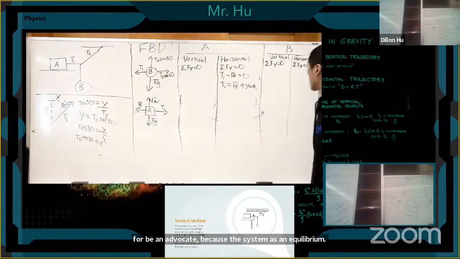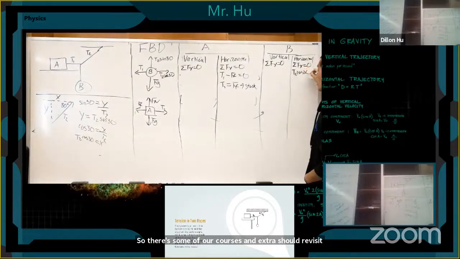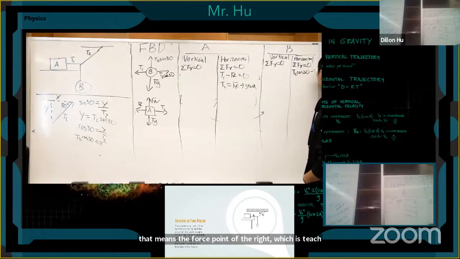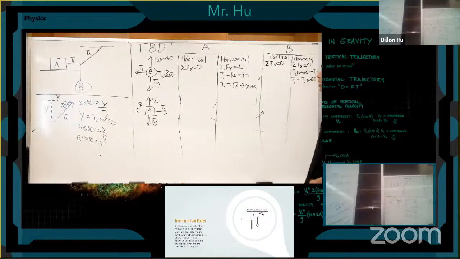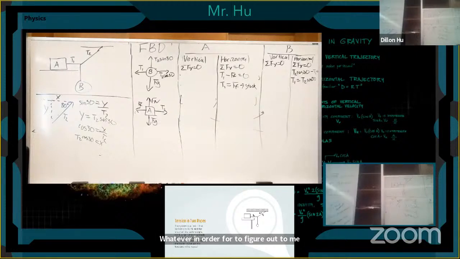So the sum of all forces in the x direction for B is 0. That means the force pulling to the right, T2 cosine 30, minus T1 should equal 0, which just says that T1 equals T2 cosine 30. So we now have an expression for T1. However, in order to figure out T1, we need T2. So we are once again at a dead end. Are we still stuck? No, we still have two more directions to go.